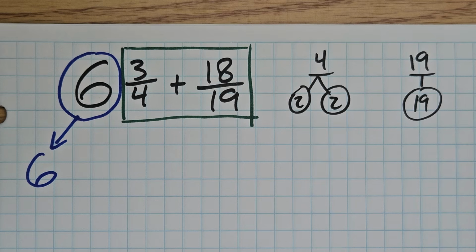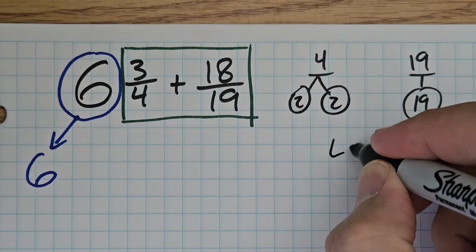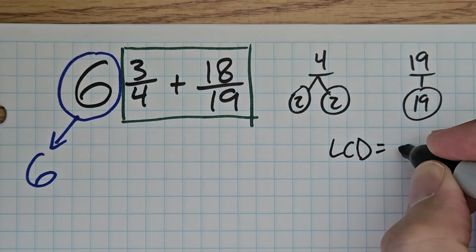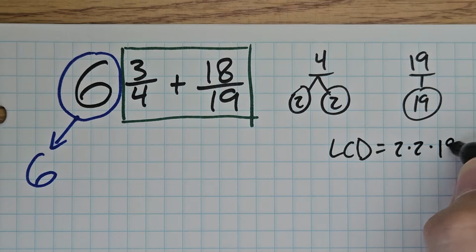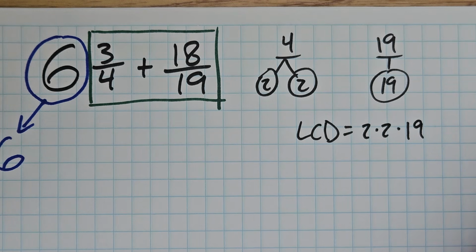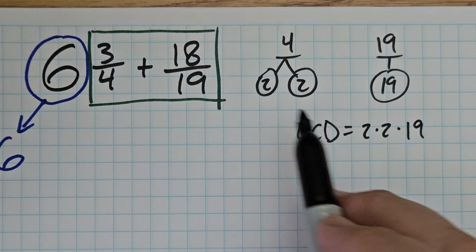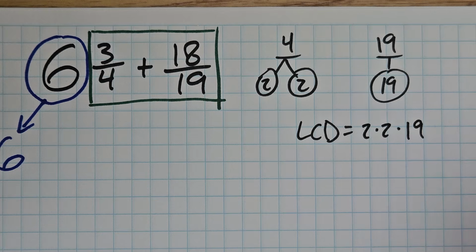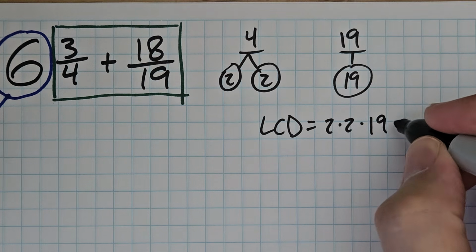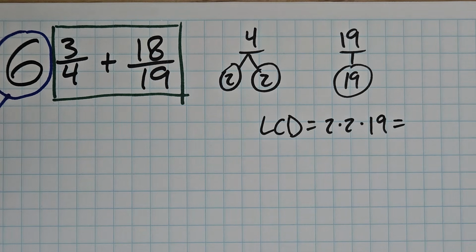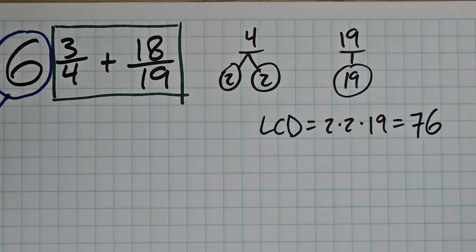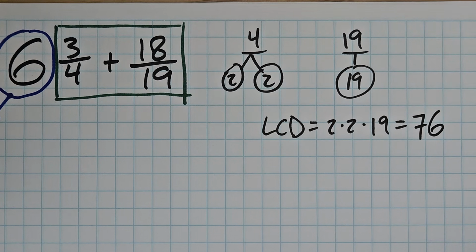The prime factorization of 4 is 2 times 2, so the LCD is going to be 2 times 2 times 19, using 2 2's and 1 19, the most number of 2's, the most number of 19's. And so again, it just ends up being the product of the denominators, which would be what, 76, I think. Thinking about that, yeah, I think that's right.